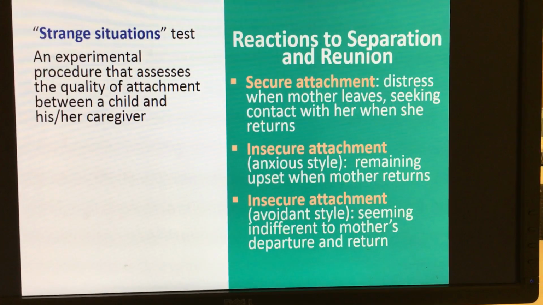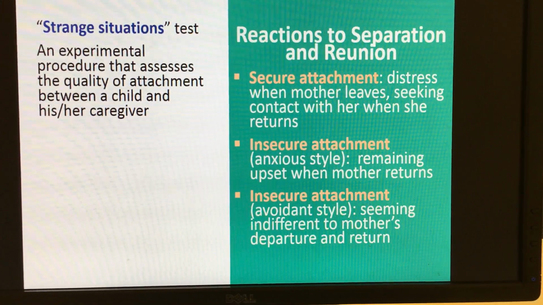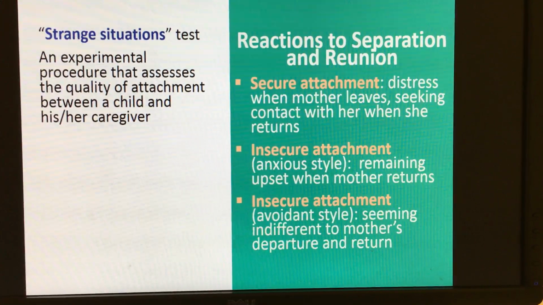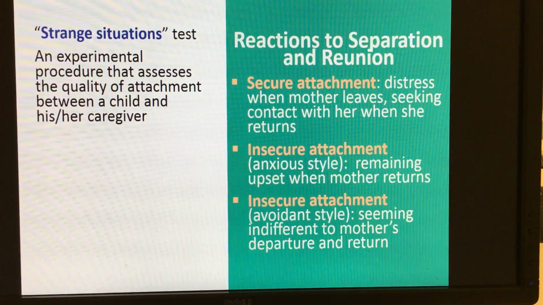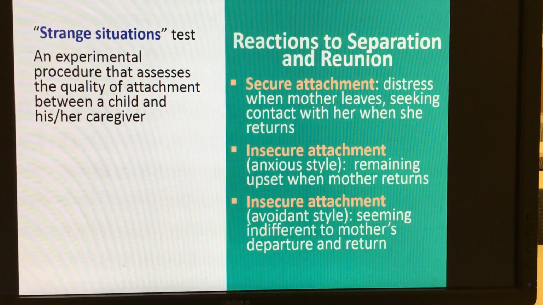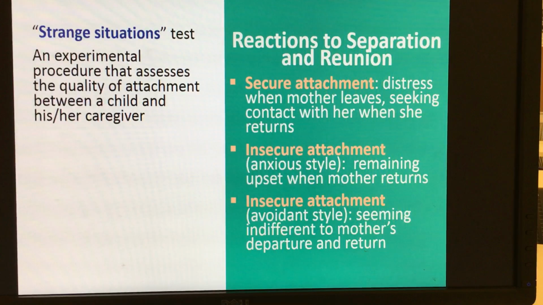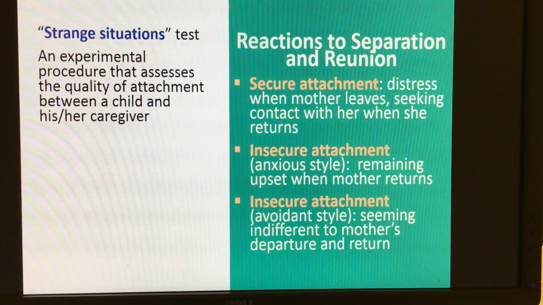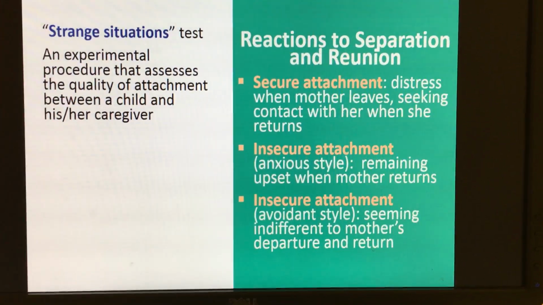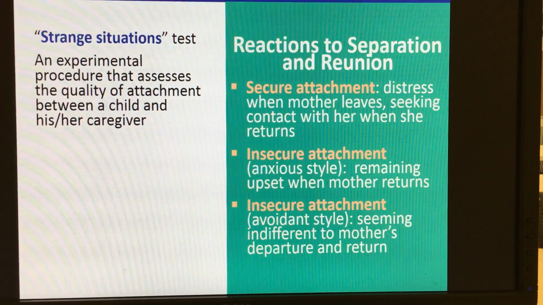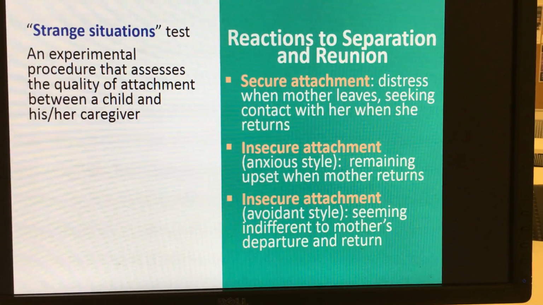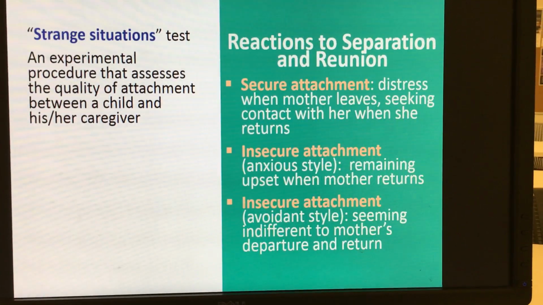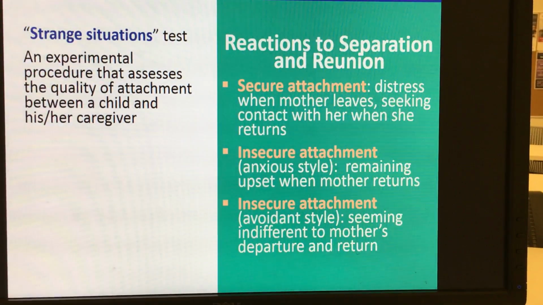A securely attached child, that's the child who feels safe in the world, will go to mom, reconnect, and be calmed almost immediately. Okay? And that's basically a way of the child showing to us that when mom is there, she or he feels safe. Okay? Mom provides the source of security that the child immediately feels upon reunion.